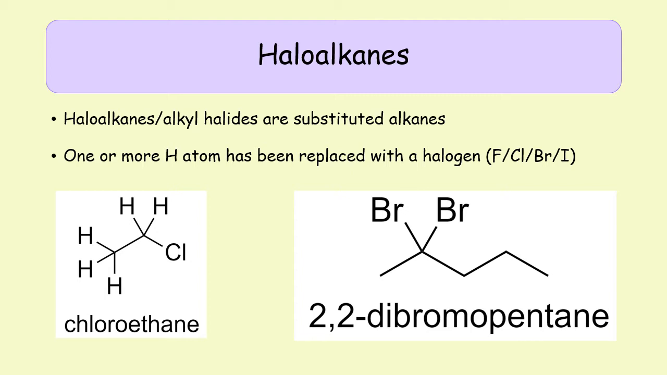You can have as many different halogens substituted onto the molecules. So for example, the one on the left is ethane. It's got one chlorine on it, so it's called chloroethane. We've got two bromines on the molecule on the right. It's been drawn in skeletal formula. They are both on carbon number 2, so it's 2,2-dibromopentane. The numbering and naming system is very similar to a branched alkane, and we'll go over that naming system.